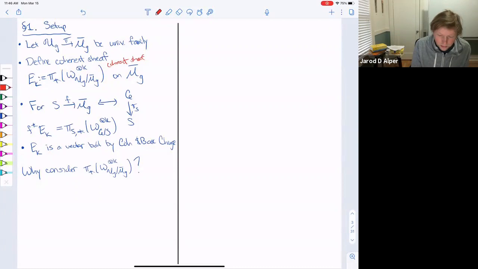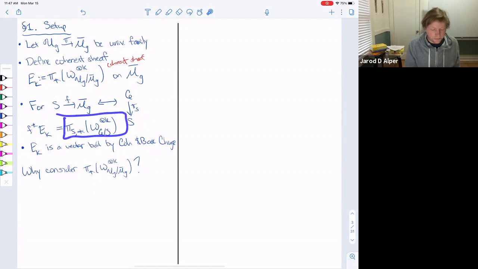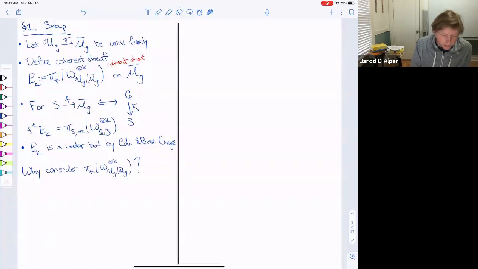But the data of a coherent sheaf on M_g bar is, to every morphism S to M_g, which corresponds to a family of curves, a sheaf on S. It's defining a sheaf in the big étale topology. The way I then get my sheaf on S is that the pullback of E_k is the push forward of the relative canonical of this family. Therefore the sections of this sheaf over S are the global sections of this sheaf. So this is a coherent sheaf, but using cohomology and base change, you can show that all of these are vector bundles.